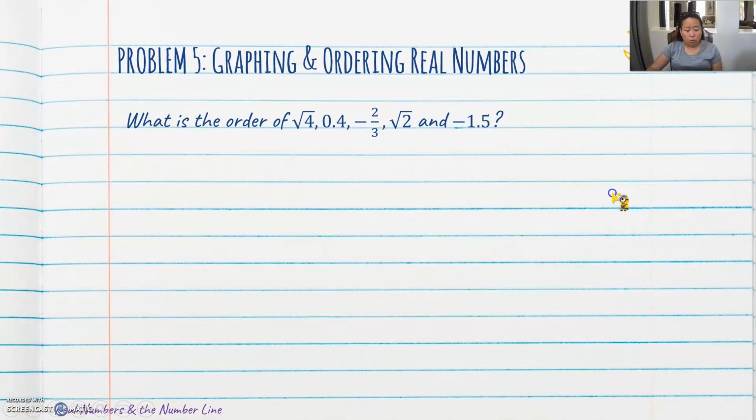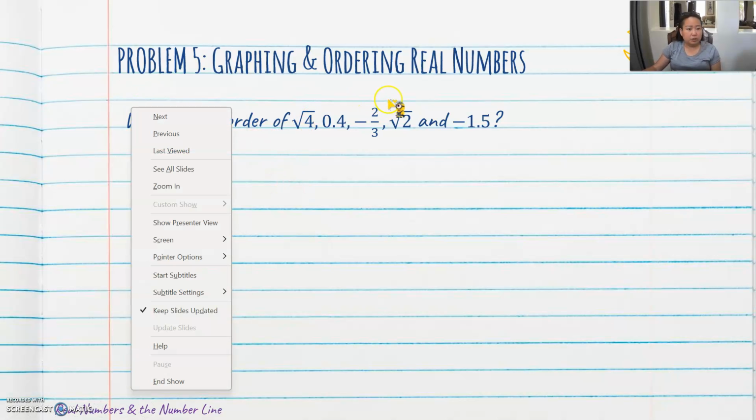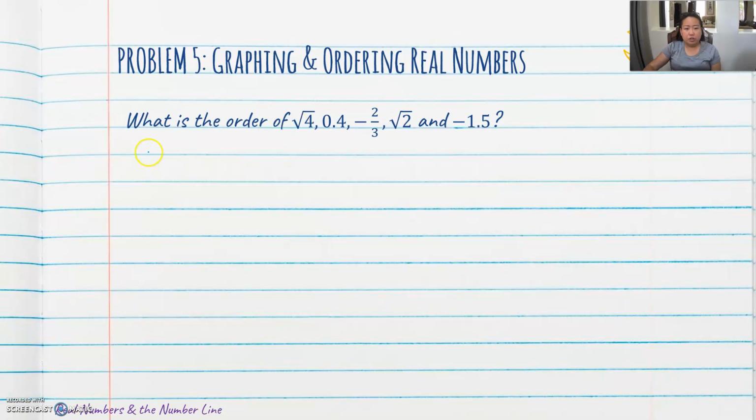Now, what I have mentioned earlier is that it will be a lot easier for you to compare or order these numbers if they are in the same format. So, like I said, I would highly suggest you change them all to decimal form. So the square root of 4, let's start with that. The square root of 4 is actually 2, okay? 0.4, well, it's already 0.4, no problem with that.